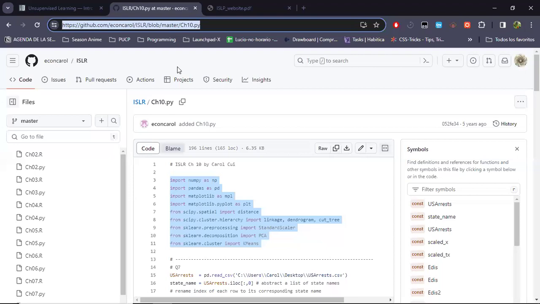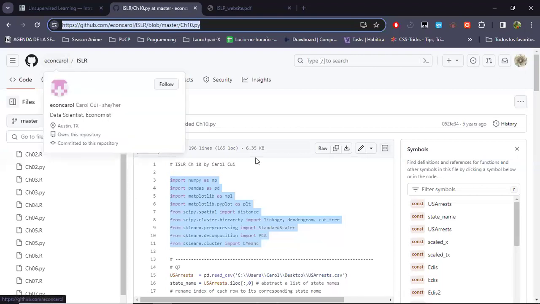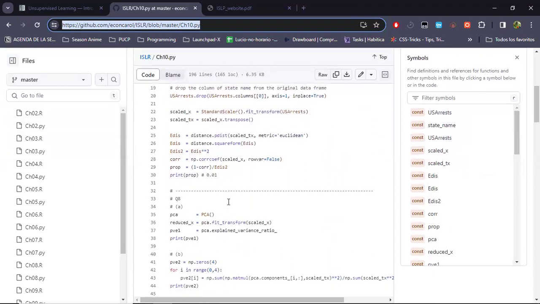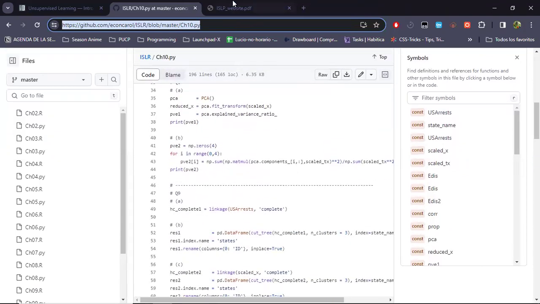Hi everyone, we're going to be covering, well, not chapter 10, it's chapter 12 of the current version of ISLR, but for Python. These are going to be the exercises of the chapter about unsupervised learning. I took a bit of the code, well, most of it from the repository. However, some changes were necessary because it wasn't working as expected.